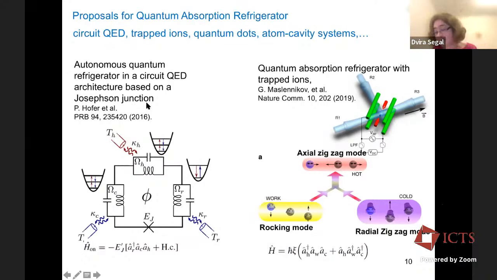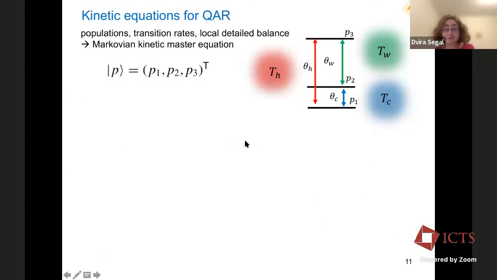At the left side, it's a totally different architecture and realization, and here it's based on, as you can see, Josephson junctions. And this is a proposal. So just to make a point that there are suggestions and proposals and efforts to realize such machines.